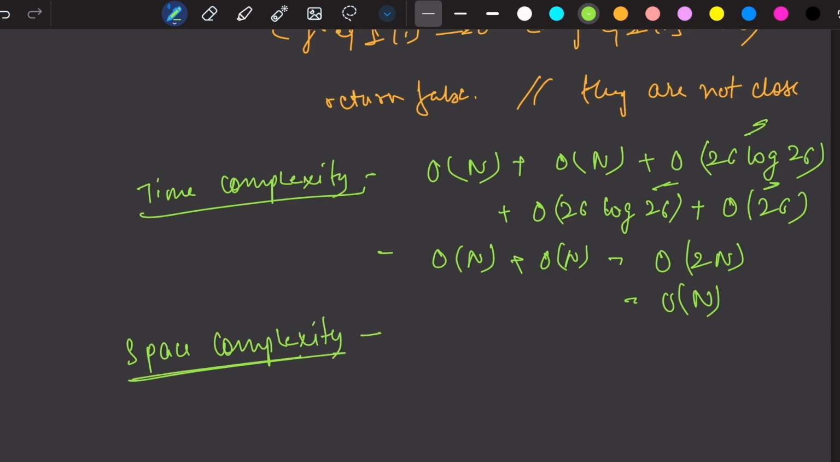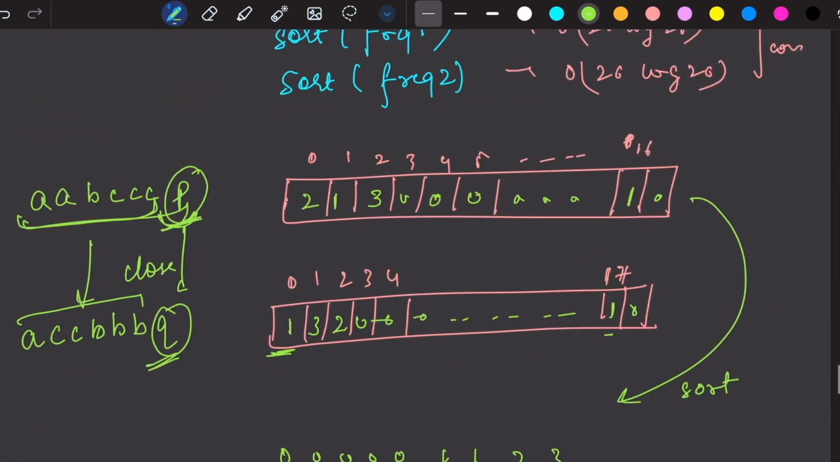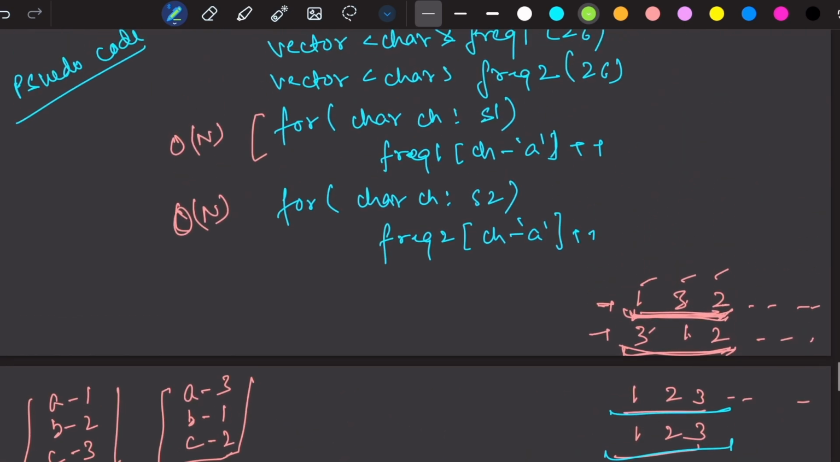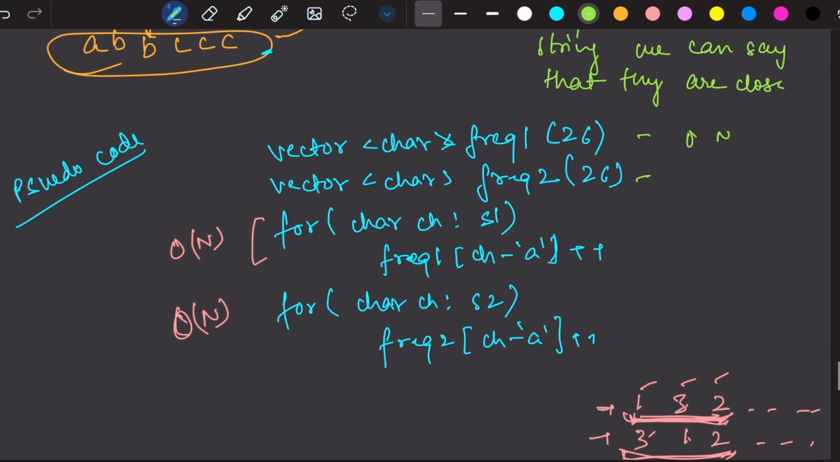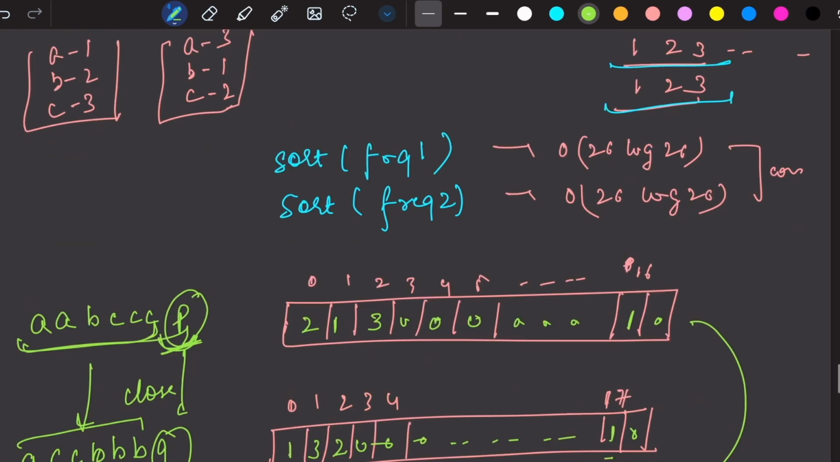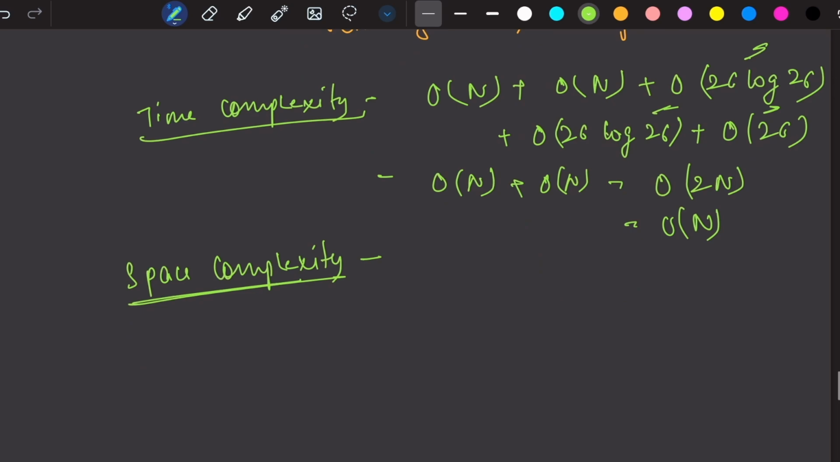What is the space complexity? Since we are using these two frequency arrays, can we say it is big O of n? No, because we are using a fixed size. So 26, big O of 26, right? So the space complexity will be big O of 26 plus big O of 26. These are constant, they are not considered, so it will be big O of 1 only, right? And big O of n time. So we have got the optimized solution.